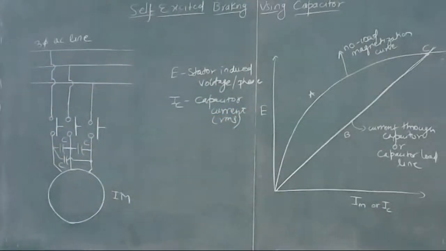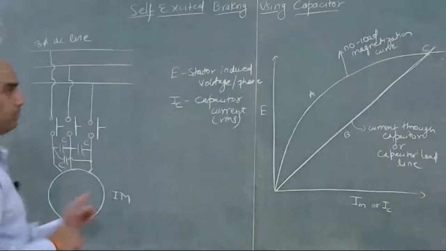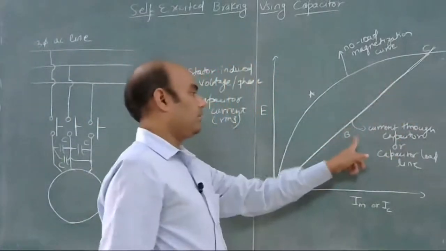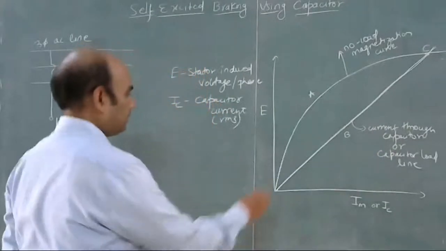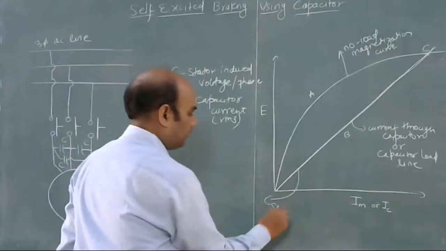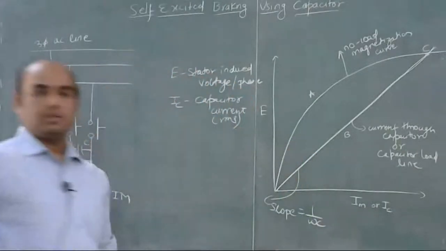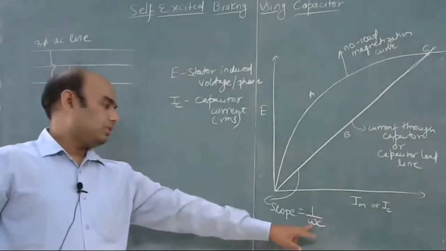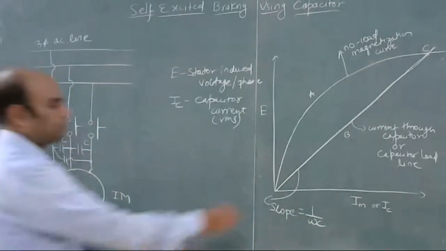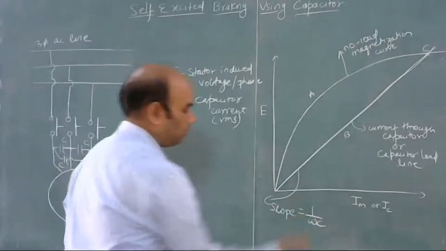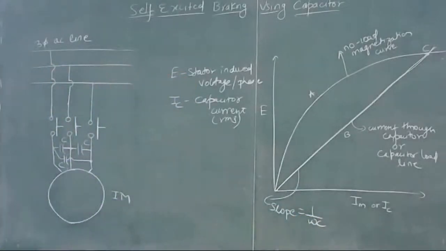So when the capacitor is connected to the induction motor, the current flowing through this capacitor is given by this curve B, and the slope of this curve will be equal to 1 upon omega C, the capacitive reactance. The slope of this capacitor load line is 1 upon omega C.